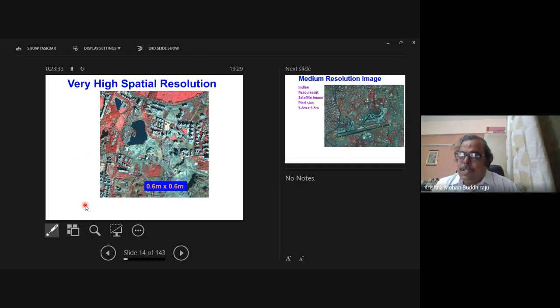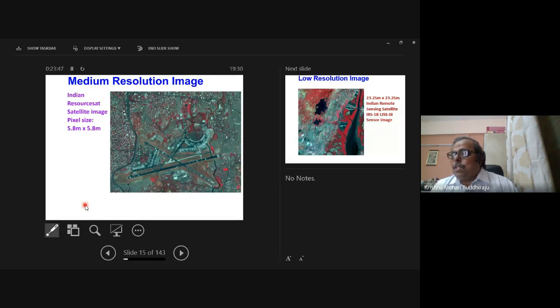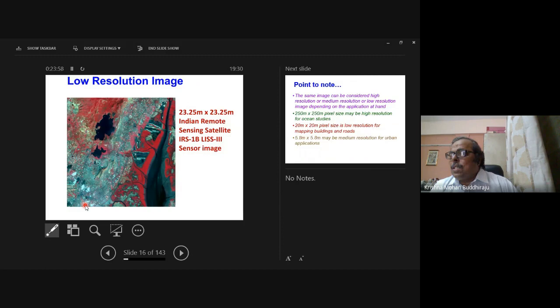So a few examples, you must have already seen some in the other lectures. 2 feet, so each pixel covers 2 feet by 2 feet on the ground. About 6 meters by 6 meters on the ground. Mumbai airport, runways and the holding areas. This is about 23 meters by 23. That is, each pixel in the image covers this much area, 23.25 meters by 23.25 meters.